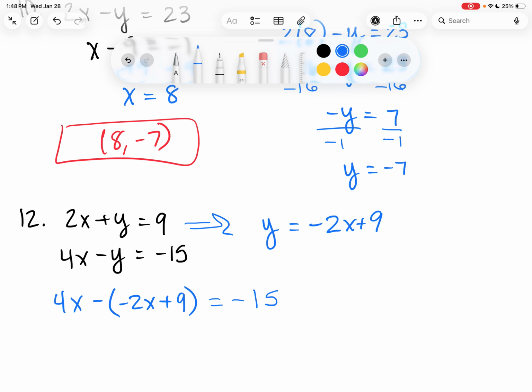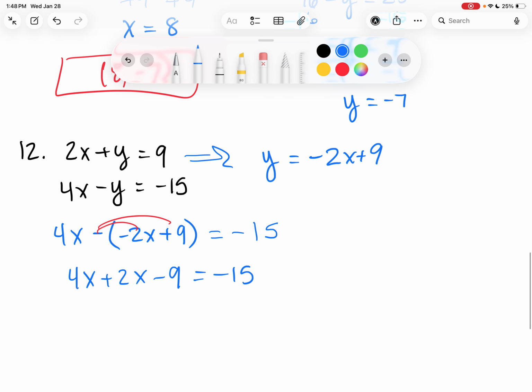Before I do anything else, I'm going to distribute this negative sign so that I don't lose it, because it'd be really unfortunate to get a problem wrong just by not distributing a negative sign. So I have 4x plus 2x. If you can go ahead and multiply those together, feel free to do that. I'm just showing all the steps out. And then minus 9 equals negative 15. To save a step of writing, I'm going to go ahead and add this 9 over and combine my like terms at the same time.